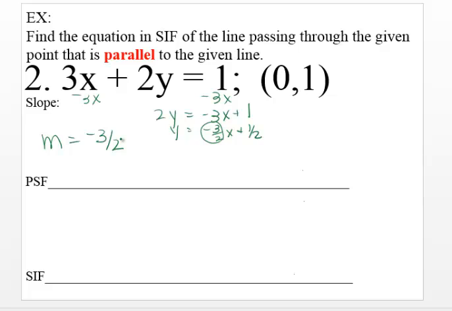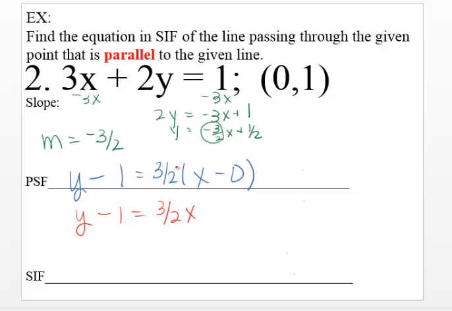I'm going to write this in point slope form using the point that's given. Y minus my y coordinate is 1 equals 3 halves x minus my x coordinate. So there's my point slope form. And then I'll go ahead and put it in slope intercept form. So I'll distribute first. 3 halves x, 3 halves times 0 is 0. Add 1 to both sides. I get y equals 3 halves x plus 1.